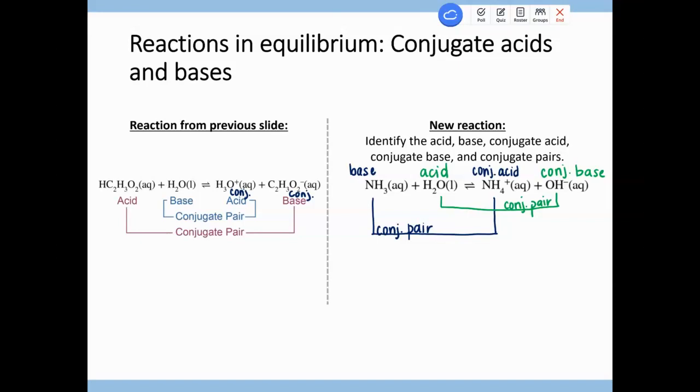Conjugate pairs, like I said, one will always be an acid, one will be a base, but you can double check and consider the reverse reaction. NH4+ becomes NH3. That means for the reverse reaction, NH4+ gives away a proton. So that means NH4+ is the acid. It's on the right side, so that makes it the conjugate acid. And then we can do the same thing for OH minus.